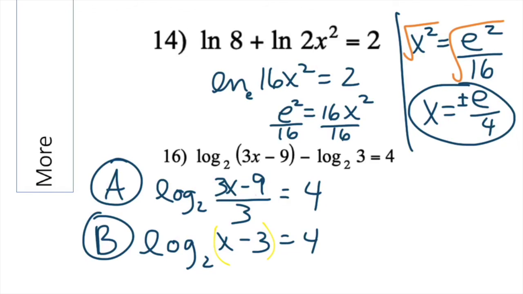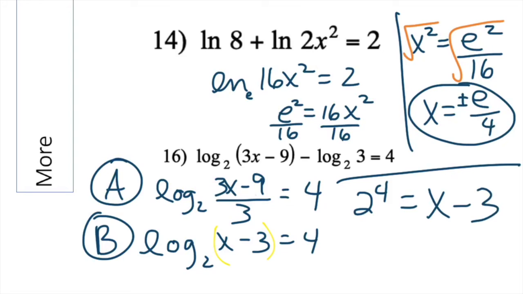No, but we can do 2 to the 4 equals x minus 3. So this over here, this is 2 to the 4. 2 to the 4th power equals x minus 3, correct? Yup, that's true. What is 2 to the 4th power? 16. Yep. So we have 16 equals x minus 3. 19 equals x. Yes. x equals 19.